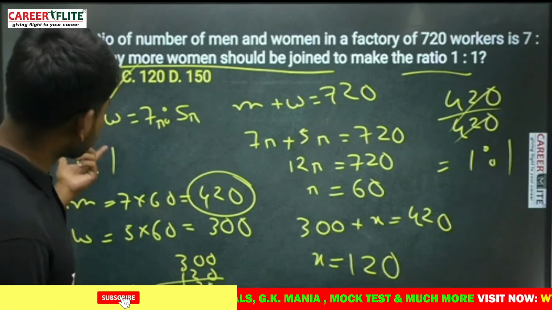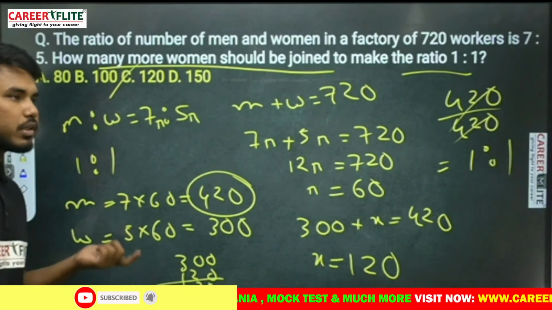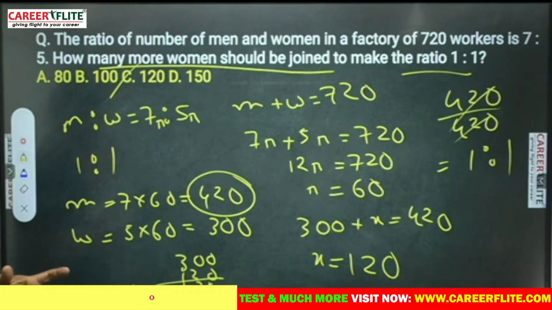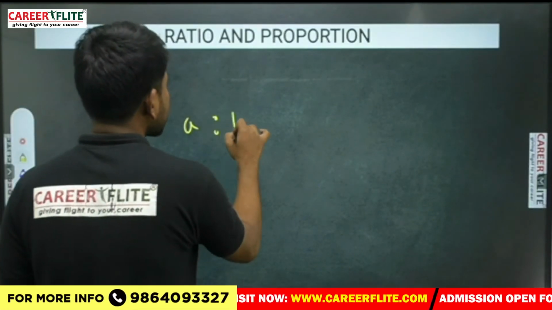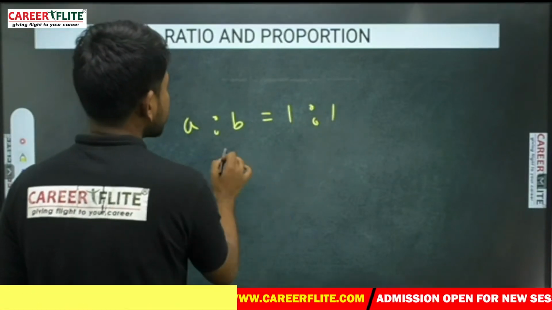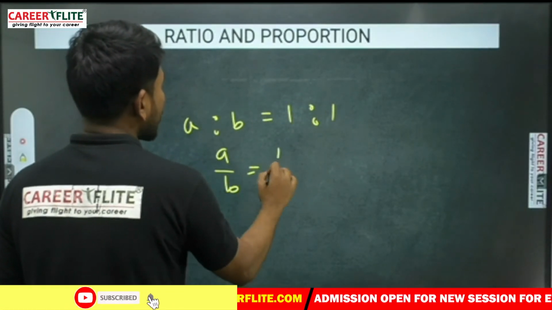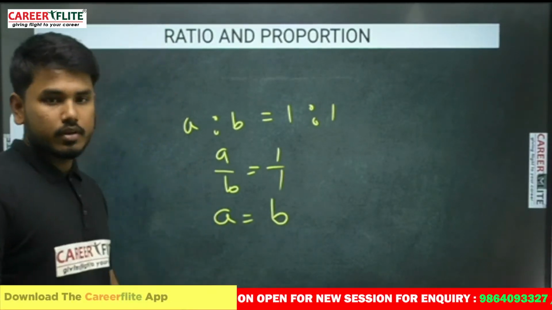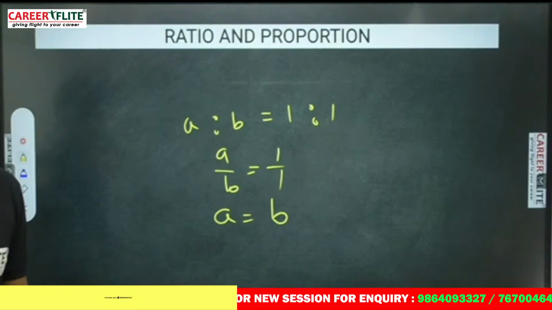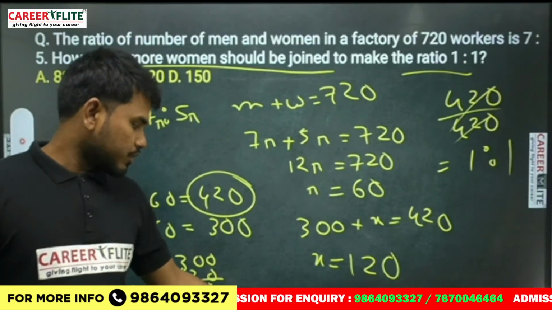Okay, 1 is to 1 means number of men and number of women will always be equal. If any ratio is given as 1 is to 1, A is to B is given as 1 is to 1, this means A by B is equal to 1 by 1, right? If you multiply this, this will be A is equal to B. Yes. So let's move on to the next one.